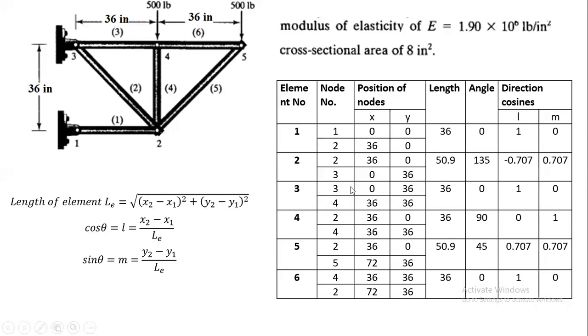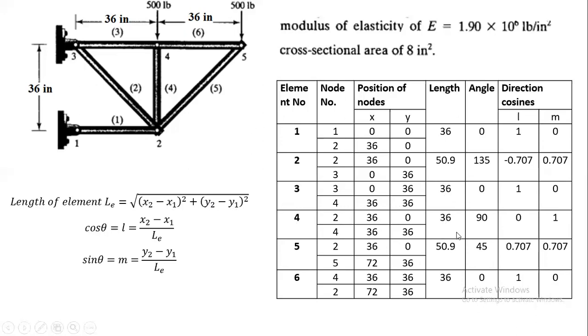Sorry, for element number 2, x2 is 0, x1 is 36, and y2 is 36, y1 is 0. Here it is 0 minus 36 squared plus 36 minus 0 squared, and the square root of that will give the length of the element, that is 50.9. For element number 3, it is 36 length.